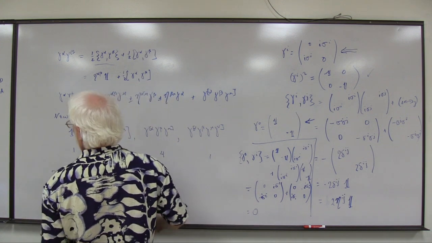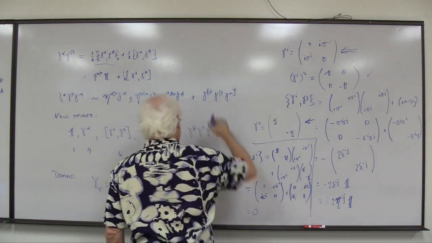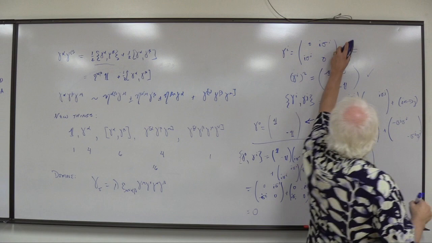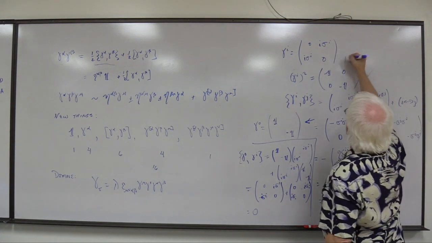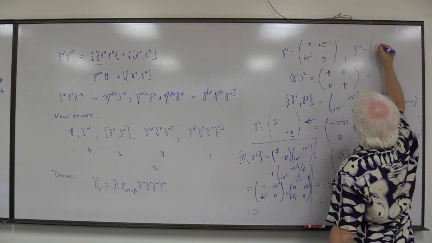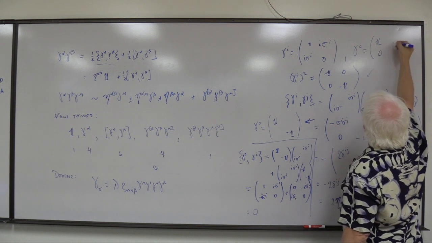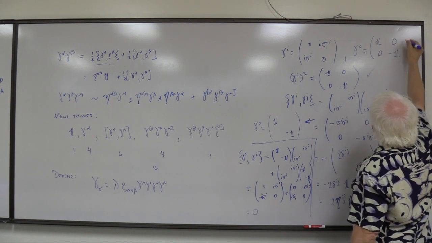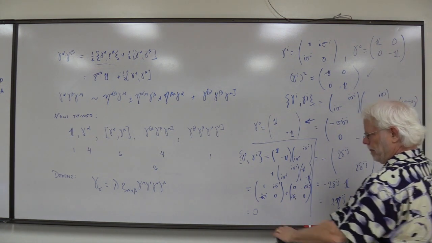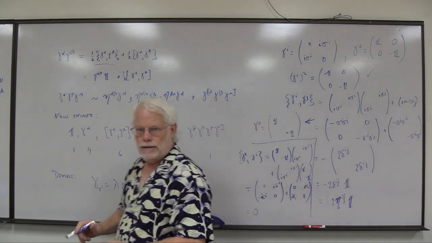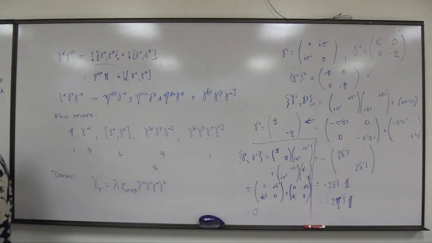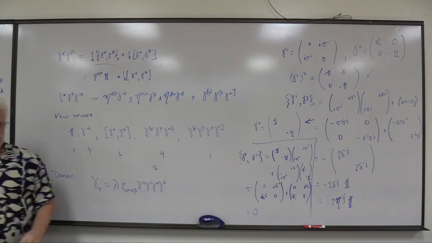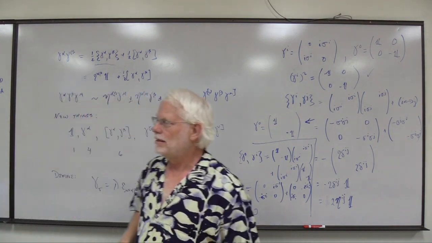Let me write them somewhere. So we've got them up here. Let's just put them all up here. So gamma 0 is 1, minus 1. Okay, do I erase? Hmm. I'll wait a minute. Questions?